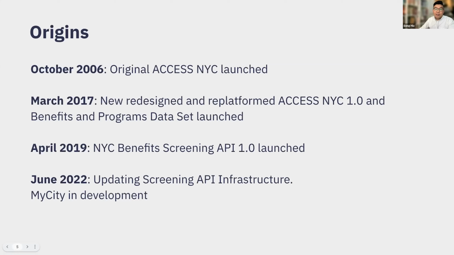And the original ACCESS NYC rebranded to ACCESS HRA and still focuses on electronic services like the actual online applications and enrollment programs for HRA administered services like SNAP or food stamps and cash assistance or TANF. The new ACCESS NYC and its content dataset shipped in 2017. The API launched in 2019.